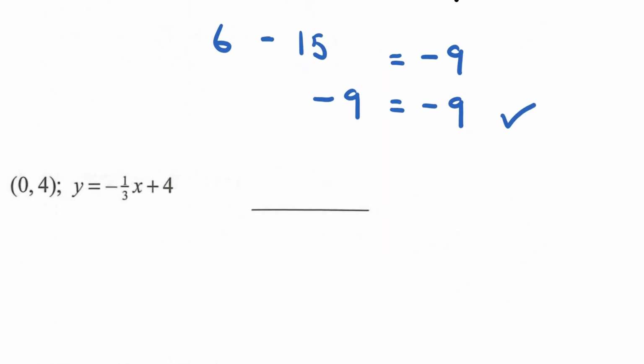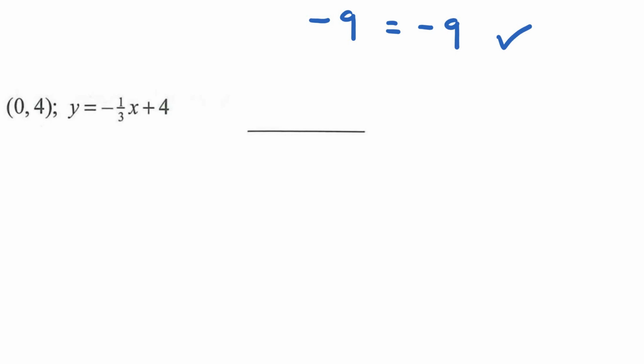Okay, let's move on to the next one here. Now the x value here is 0, and the y value is going to be 4. So let's go ahead and plug that into the equation. This y will be replaced with the number 4, so 4 equals -1/3. And then this x will be replaced with the number 0, so 0, and then plus 4.